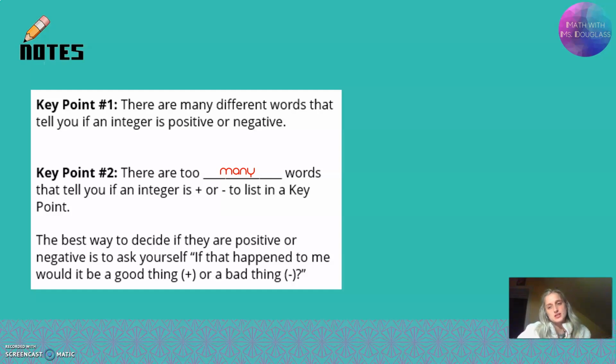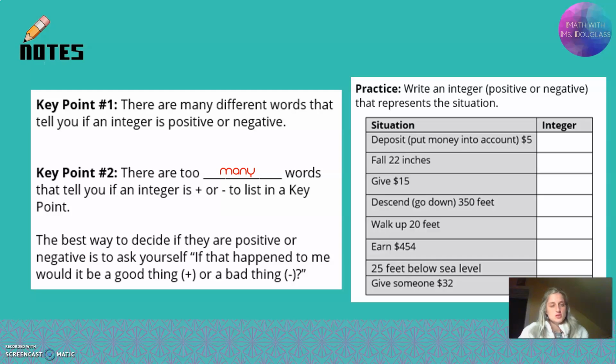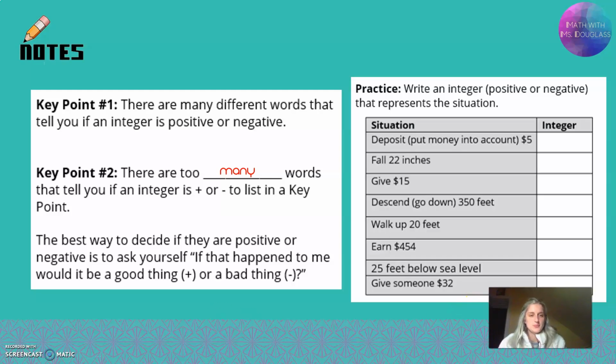The best way to decide if a word means positive or negative is to think about, is this a good thing? Like, if this happened to me, would that be good? I got money, I went up a level. Or is it a bad thing? I lost something, the temperature dropped and got colder. So you're going to have to think about what that word means. Maybe we have to look up some words in our dictionaries and decide if they're positive or negative. Let's look at some examples that might help you understand this more.